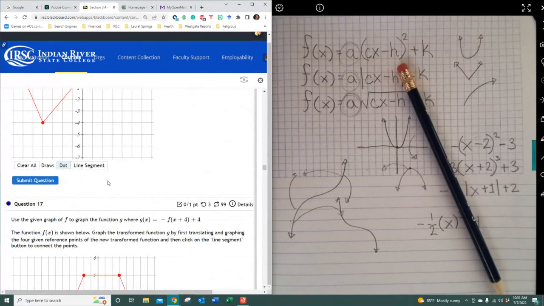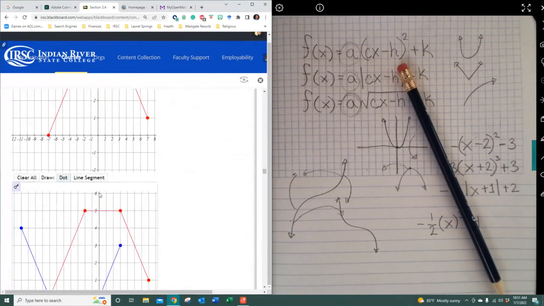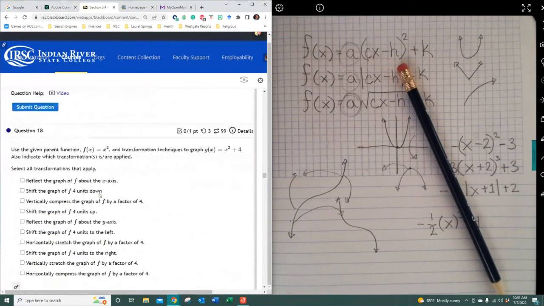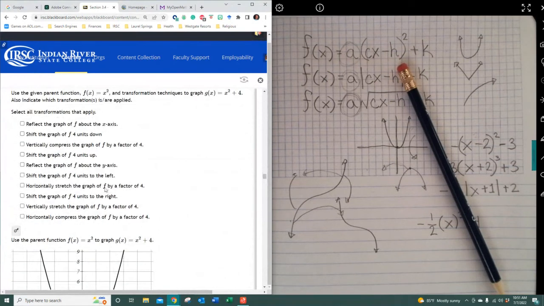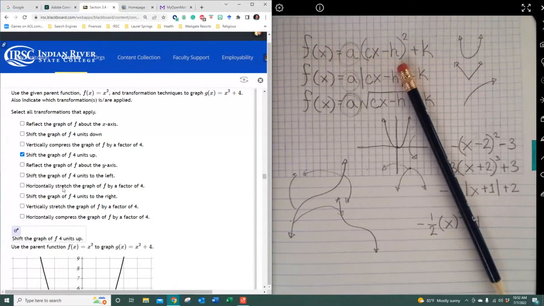Okay. Just so you guys are aware, this right here is asking us to describe, relative to the parent function, what's happening. This is moving 4 units up, so you look for where it says shifting 4 units up. And here it says shift the graph 4 units up. So this is what you select, and that goes with what's happening.